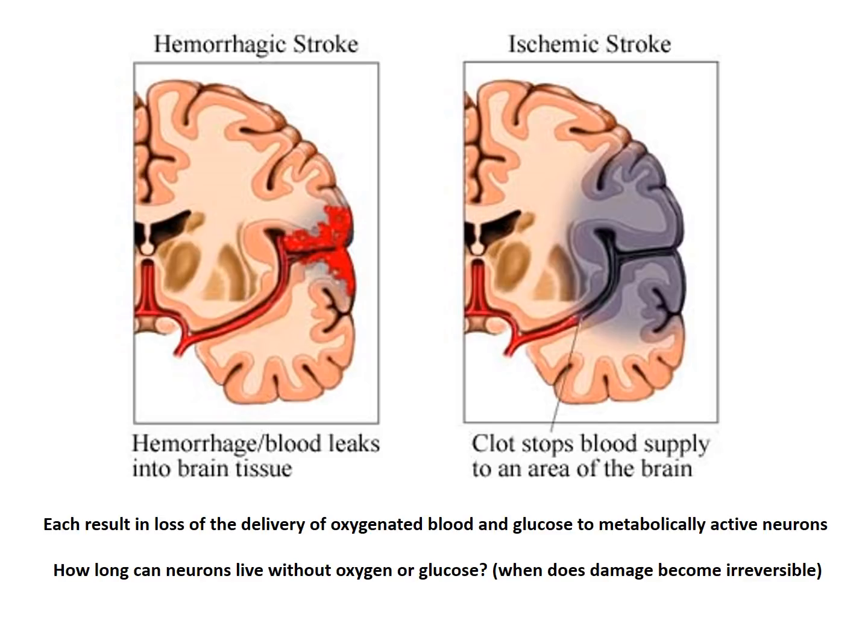Whether it's hemorrhagic or ischemic, that's going to lead to loss of oxygenated delivery of blood and glucose to those metabolically active neurons, and those neurons do not live long without that supply of oxygen and glucose. Within minutes, that damage can become irreversible. So you can block the artery or you can burst the artery. You can have a hemorrhagic stroke or you can have an ischemic stroke, and the consequences are failure to deliver O2 and glucose to highly metabolically active neurons.